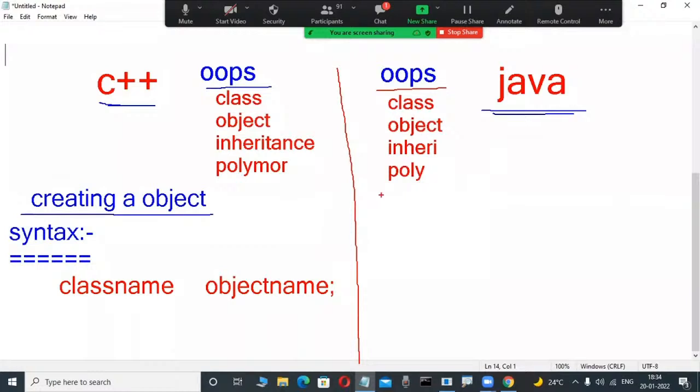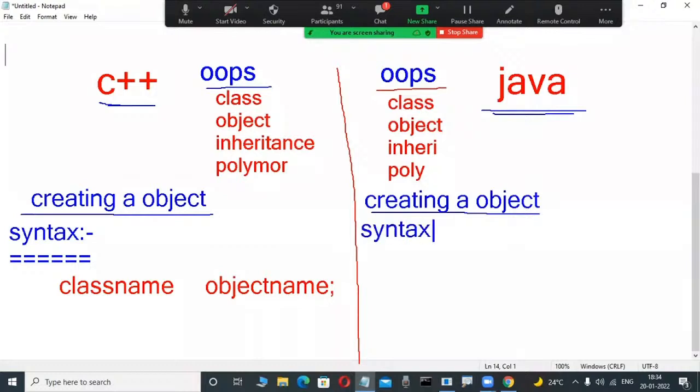Suppose the same creating an object is there in Java also. Now observe here. Suppose they want to create an object from a class. Don't worry. Now just observe: creating an object from the class in Java. Are any technical persons there? Maybe tell me the syntax roughly.